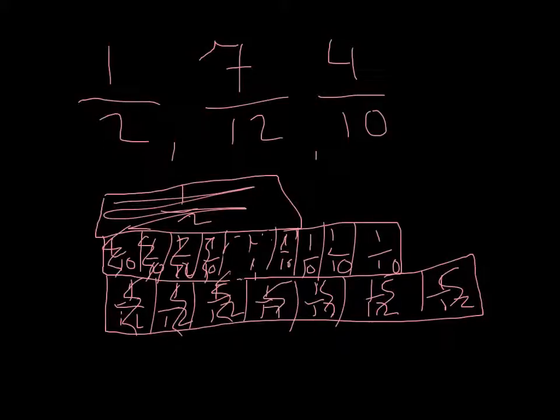So 1/2 is less. Can we compare them easily? 4/10. Next. The denominator is not the same. We want the denominator to be the same. Okay. So 1/2, 4/10, and 7/12. So 1/2 is less, 4/10 is less, and 7/12 is greater.